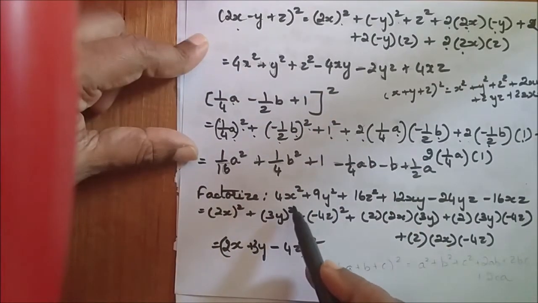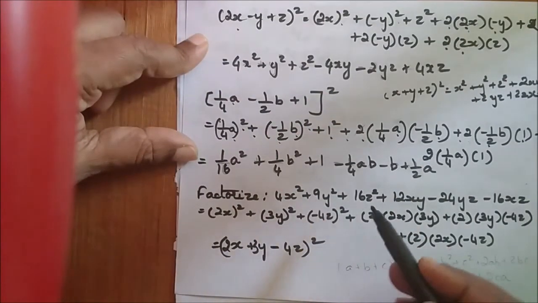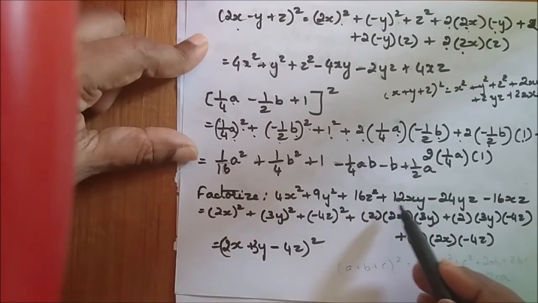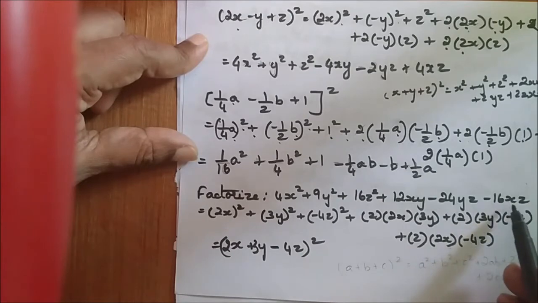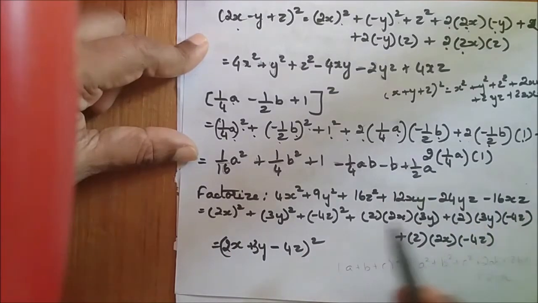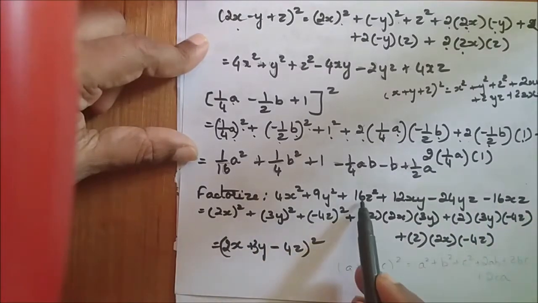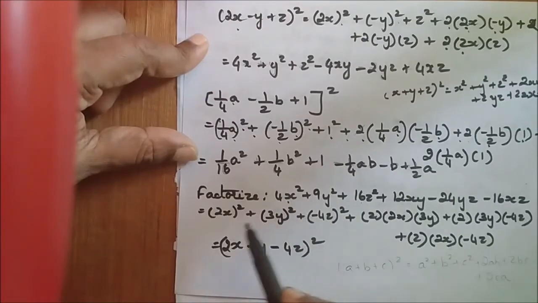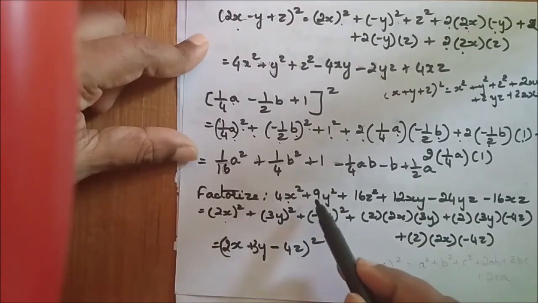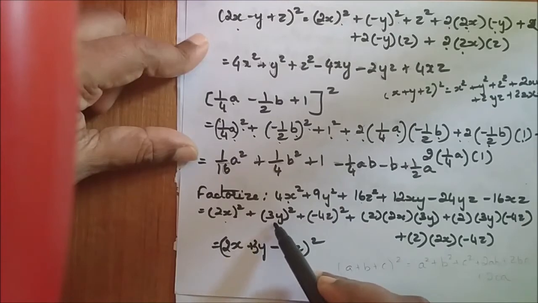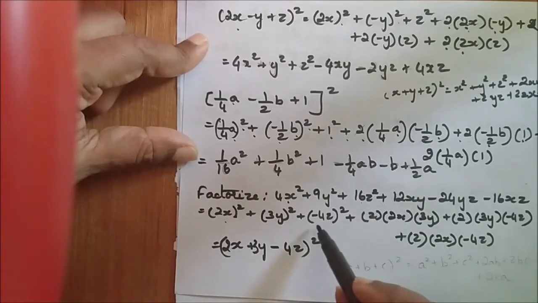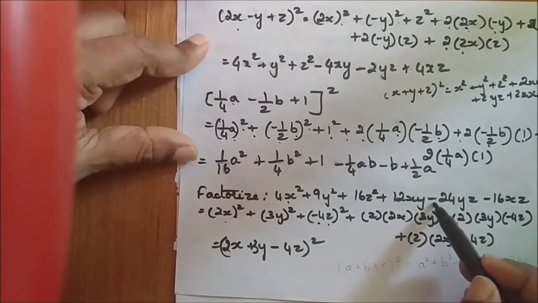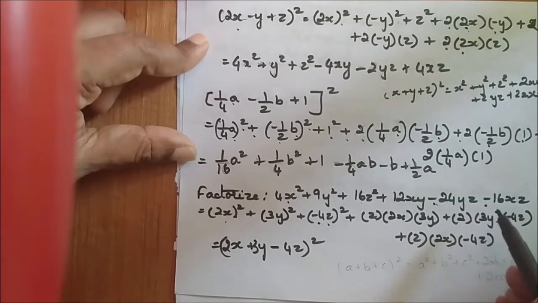Now factorize 4x squared plus 9y squared plus 16z squared plus 12xy minus 24yz minus 16xz. Now this is of the form: 4x squared can be written as (2x) the whole squared, 9y squared can be written as (3y) the whole squared, and 16z squared is nothing but (-4z) squared. Why did I take minus here? Because I get here 1 minus and here 1 minus.